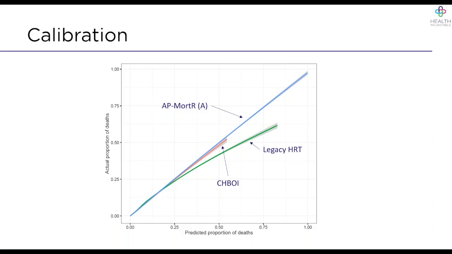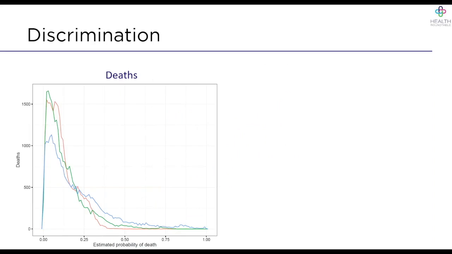Here's a chart showing comparison of calibration. It's worth noting that the Chaboy model and the legacy HRT model really have very few predictions above around 50%. In fact, they probably have very few predictions above about 20%. So of course these models tend to fall away in terms of their calibration with not only small numbers but a very small amount of volume that affects the overall model in those upper areas of prediction. Worth noting though that the AP-MortR model is well calibrated across the full range, including predictions very close to 100%.